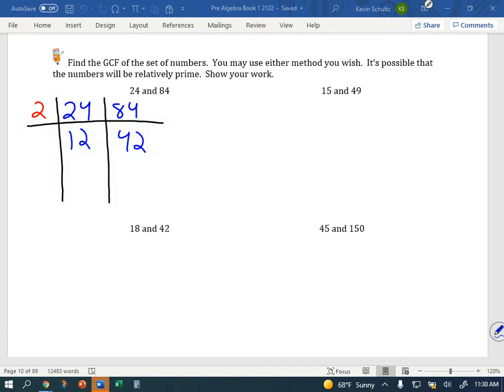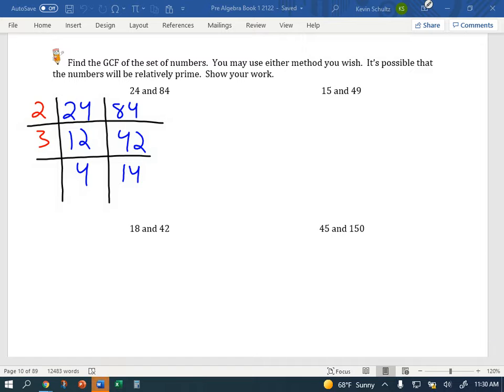Cade. 3. Take out a 3 of both 12 and 42. You could have taken out a 2 a second time. So if yours doesn't look exactly like this, that's okay. You should get the same answer. If things don't look the same, don't fret yet. There's still time here. But 12 divided by 3 is 4. 42 divided by 3 is 14.